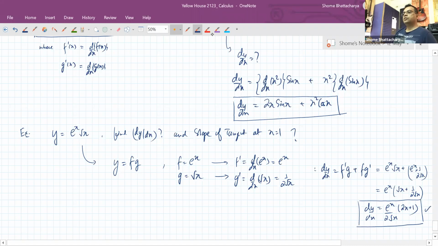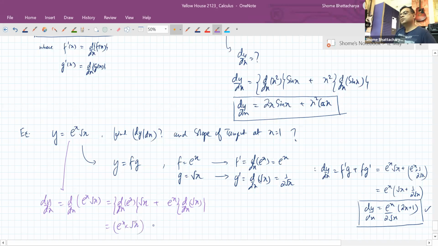Okay. So we can also directly differentiate it like this, that differentiation of the product of these two functions is differentiation of the first function multiplied by the second function plus first function multiplied by the differentiation of the second function, and then just work these out. So this is e raised power x into root x plus e raised power x into 1 by 2 x to the power minus half.